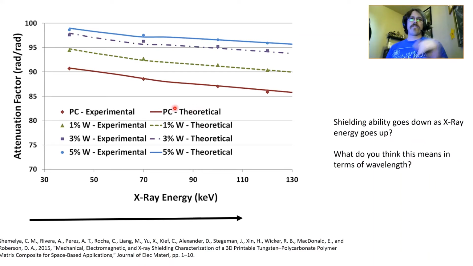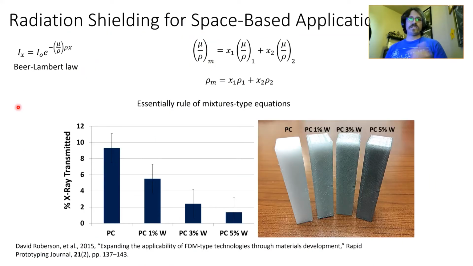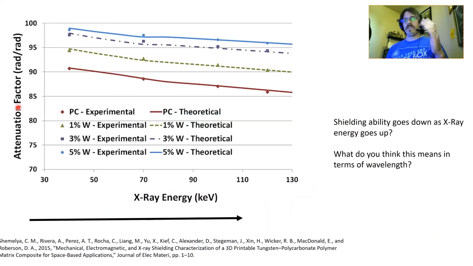So the point of this graph was we were looking at attenuation factor as opposed to percent X-ray transmitted. I'll show you the differences, and the way you want to think about how to use these equations, on the next slide. But the line was our model that we used, which was basically based on Beer's law. And the points that we actually measured matched up pretty well with the model. So that was actually pretty good. That's what you want to see if you're an experimentalist working with a modeler.